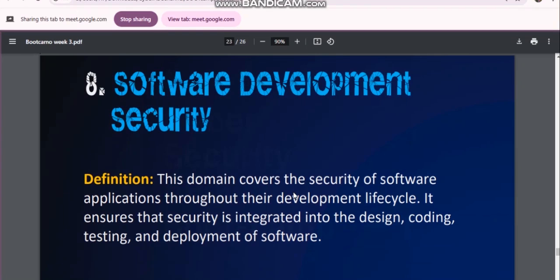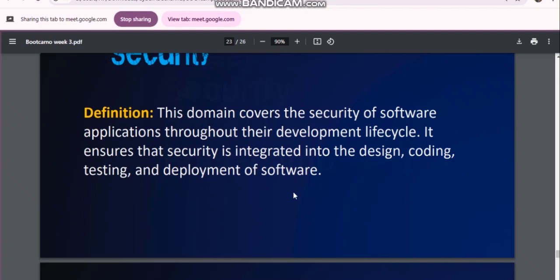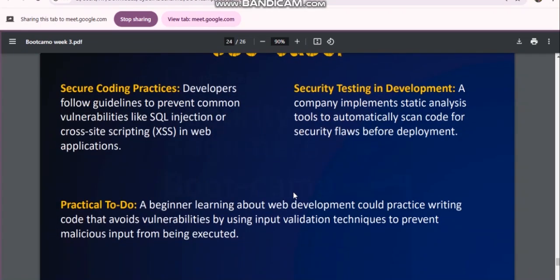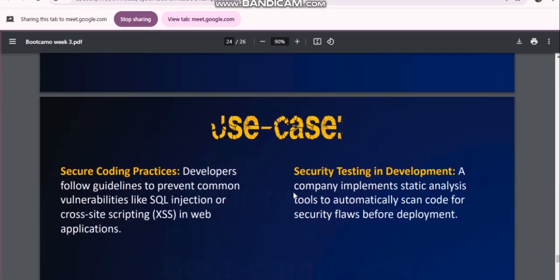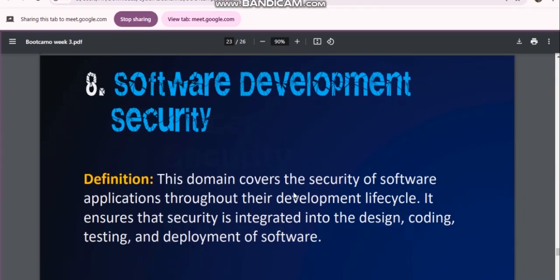This domain covers the security of software applications throughout their development lifecycle. It ensures that security is integrated into the design. You see, that's what I was telling you. Right from the design phase, security should be integrated, through coding, testing, and deployment of software. Use case: secure coding practices, security testing in development. All these are found in the software development security domain.